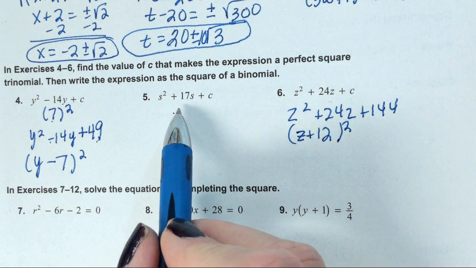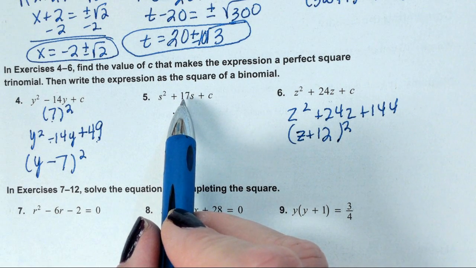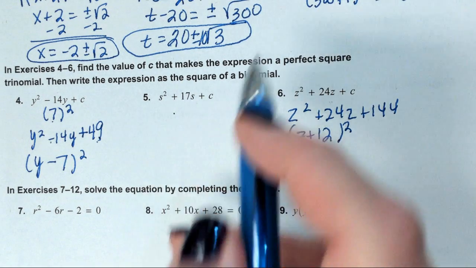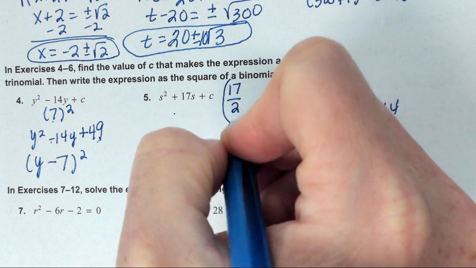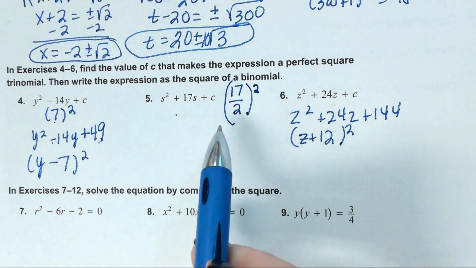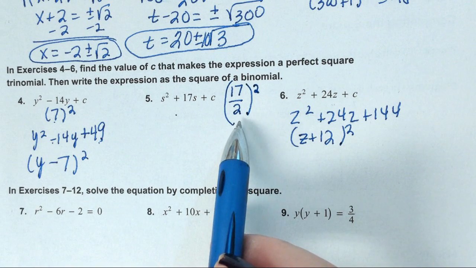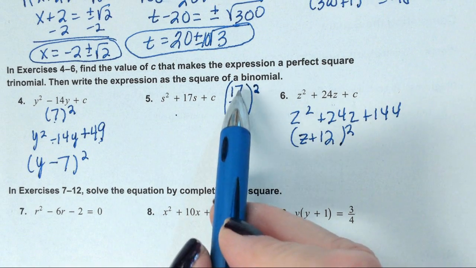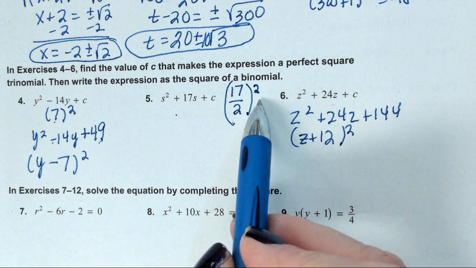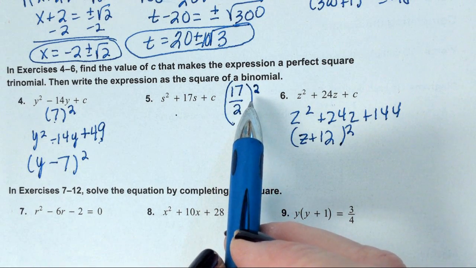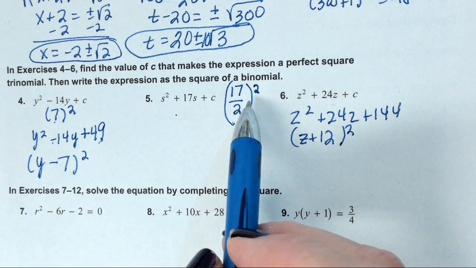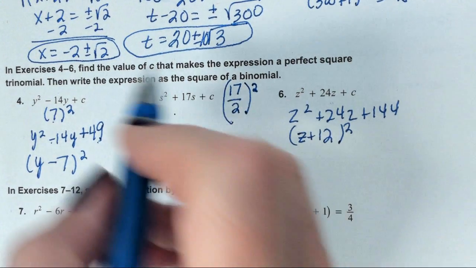Number 5 is difficult because we have an odd number here for B. But it's still the same process. We're going to do B divided by 2, and then we're going to square it. We are never going to use decimals in this process. I'm not going to call that 8.5 squared, because I can't even do 8.5 squared without a calculator. It's not something we can do in our head. But this I can do.